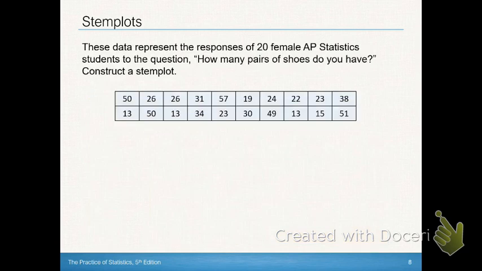So here's our list of numbers, and there's 20 of them here, and we asked some female students, how many pairs of shoes do you have?